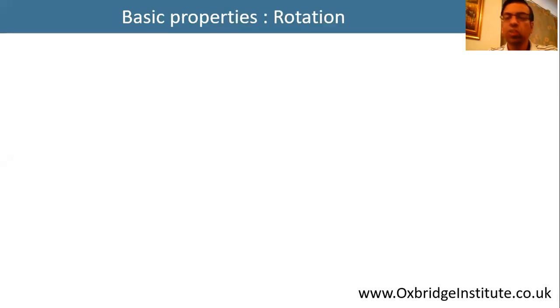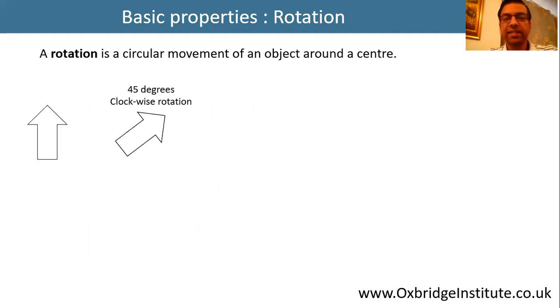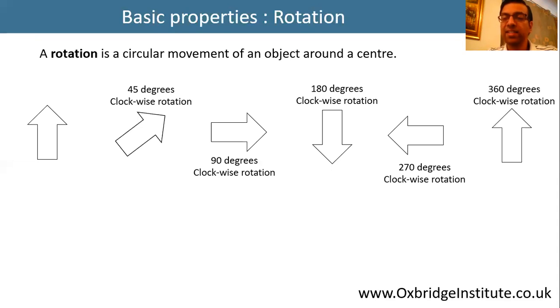Let's come to what is rotation. A rotation is the circular movement of an object around a center. So here we have this arrow. And this is an image which has been rotated clockwise by 45 degrees. This is rotated by 90 degrees clockwise, 180 degrees, 270 degrees. And if we rotate it by 360 degrees, it comes full circle to the starting point.